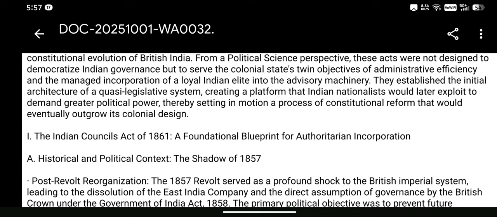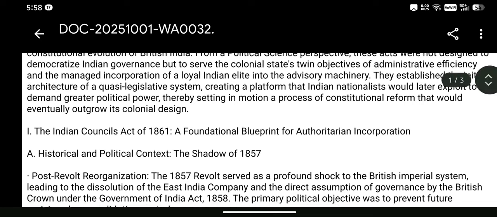They established the initial architecture of a quasi-legislative system, creating a platform that Indian nationalists would later exploit to demand greater political power, thereby setting in motion a process of constitutional reform that would eventually outgrow its colonial design. First, the Indian Councils Act of 1861, a foundational blueprint for authoritarian incorporation.